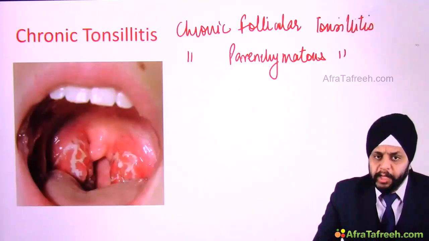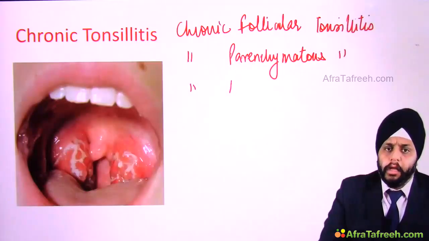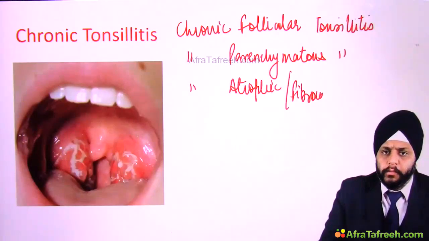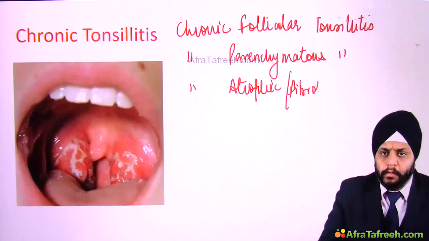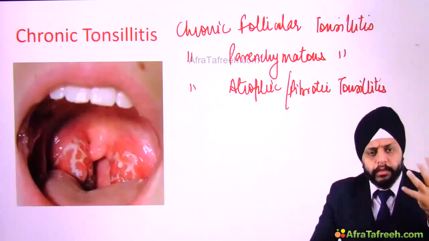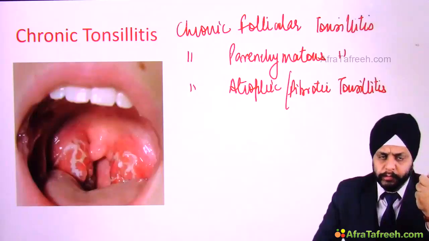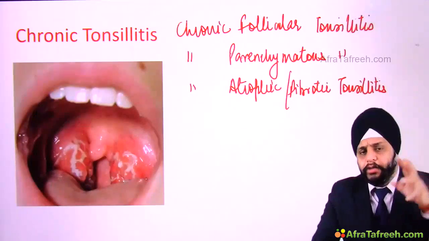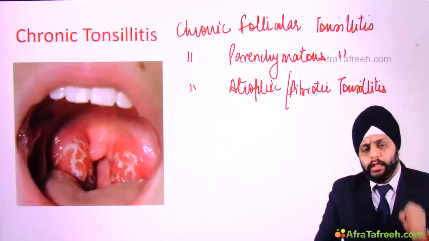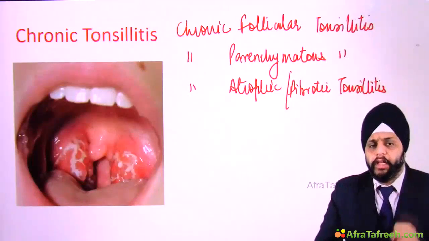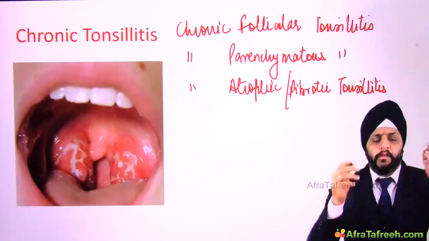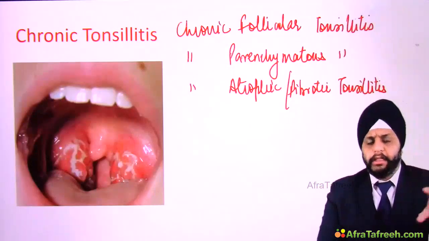We may have a chronic atrophic, or I could say fibrotic tonsillitis. Now in this, the tonsils have undergone fibrosis. It has become hard, but there is infection inside it. Now, how do we know whether this is a fibrotic tonsil, a small tonsil that has infection in it? For follicular and parenchymatous, you can see the tonsil size is big, or there is a pus point on the tonsil crypts. So you know that this tonsil is infected.